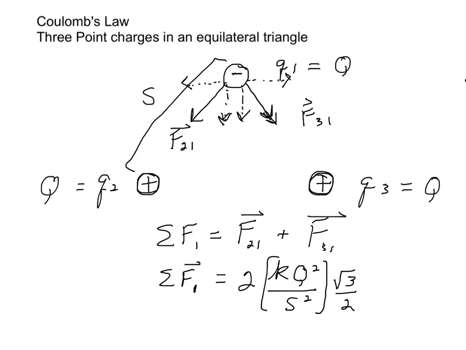So square root of 3 over 2. You notice the two 2's cancel. And we know from the diagram that this is in the negative j hat direction. We could put the negative out front. And if I rewrote all this, it would be root 3 k q squared over s squared negative j hat. That's the answer.